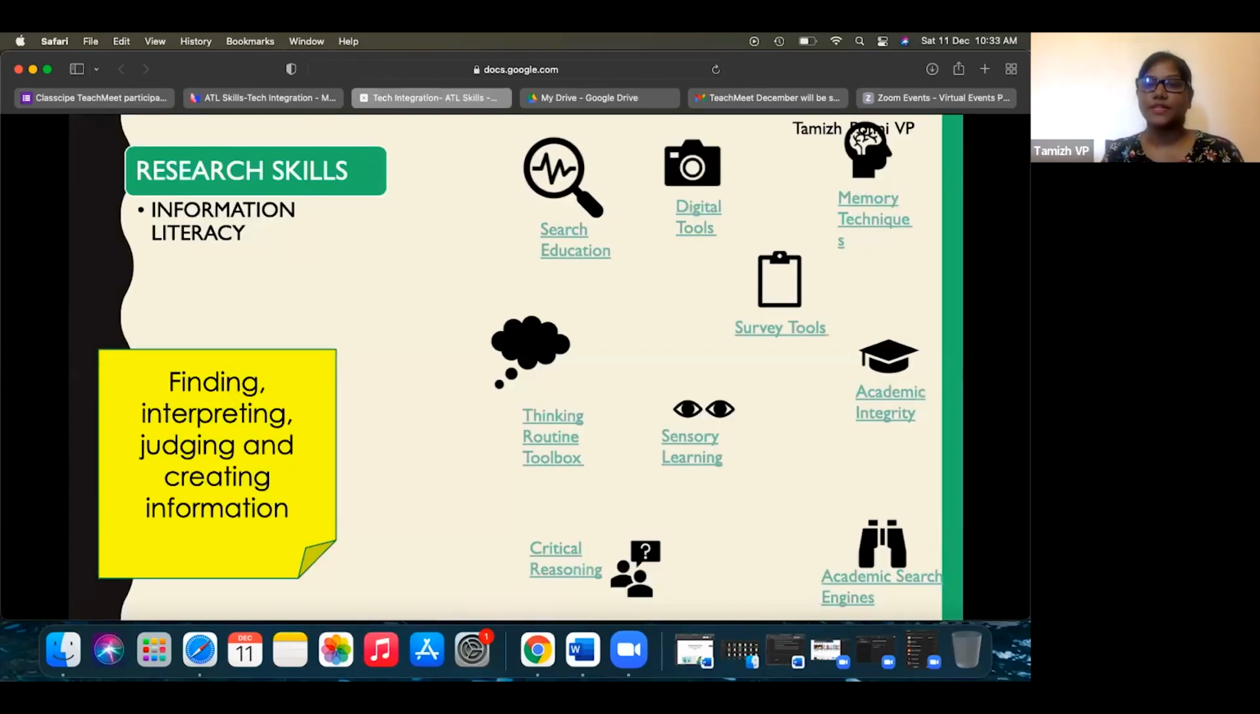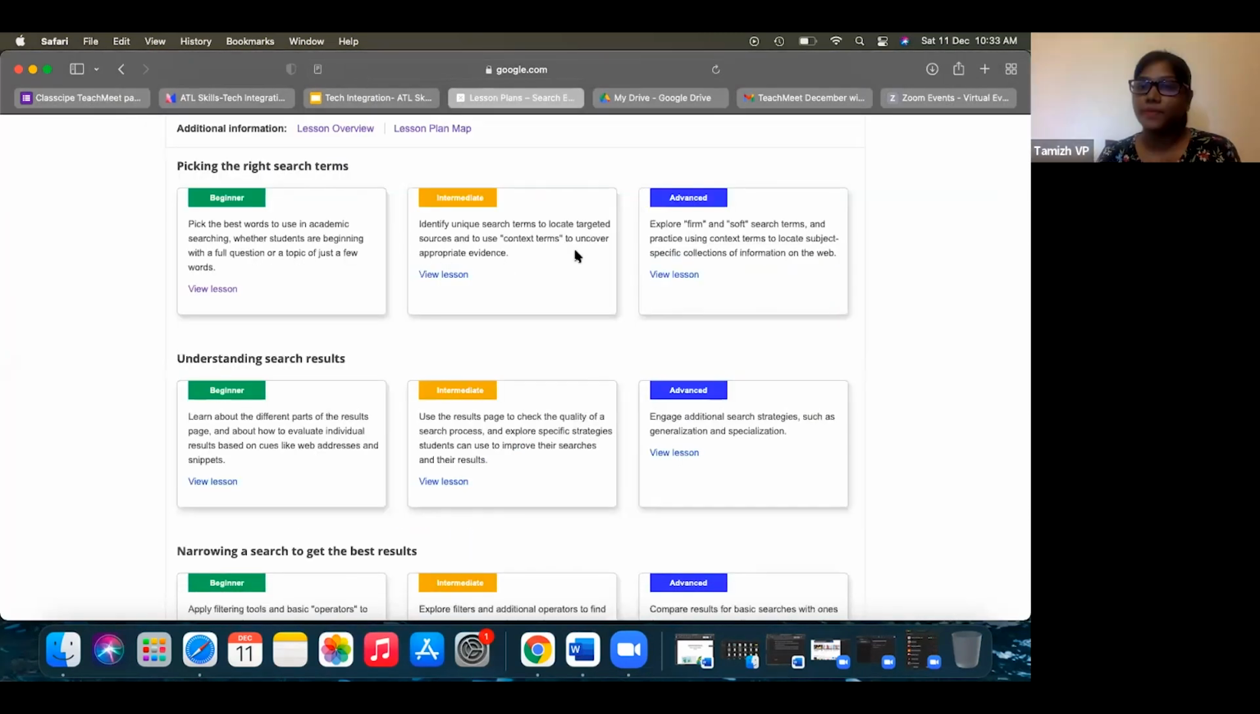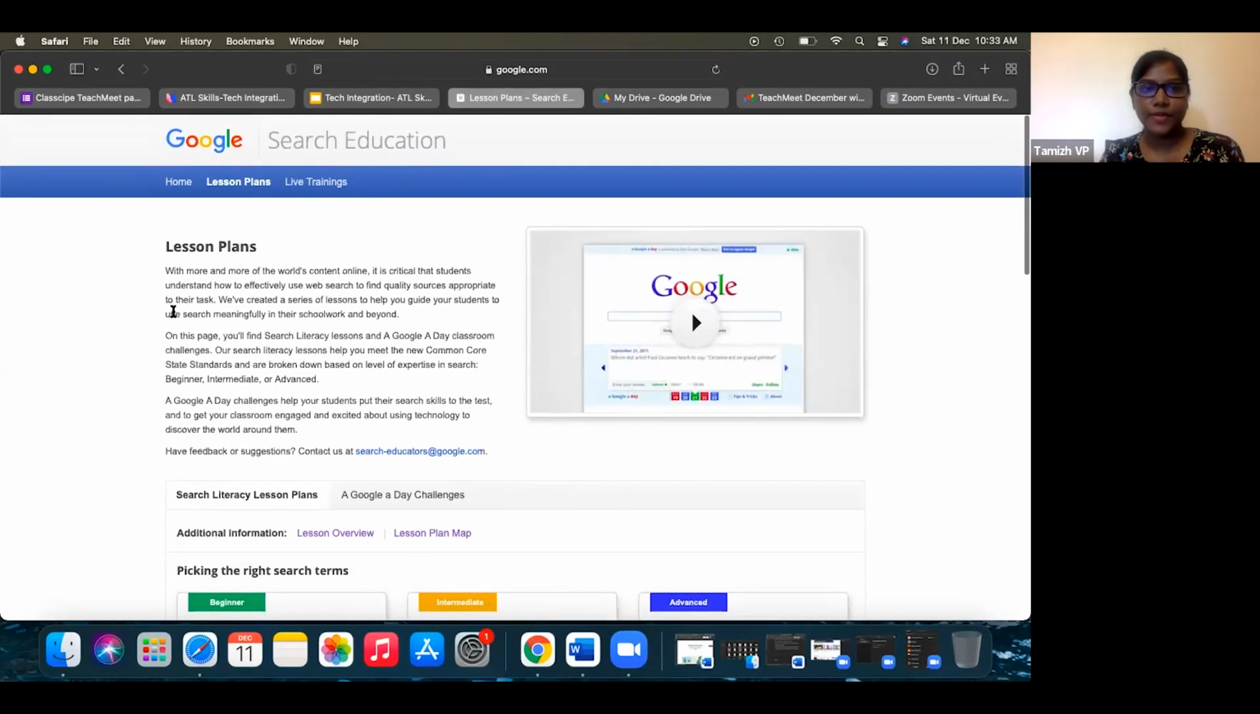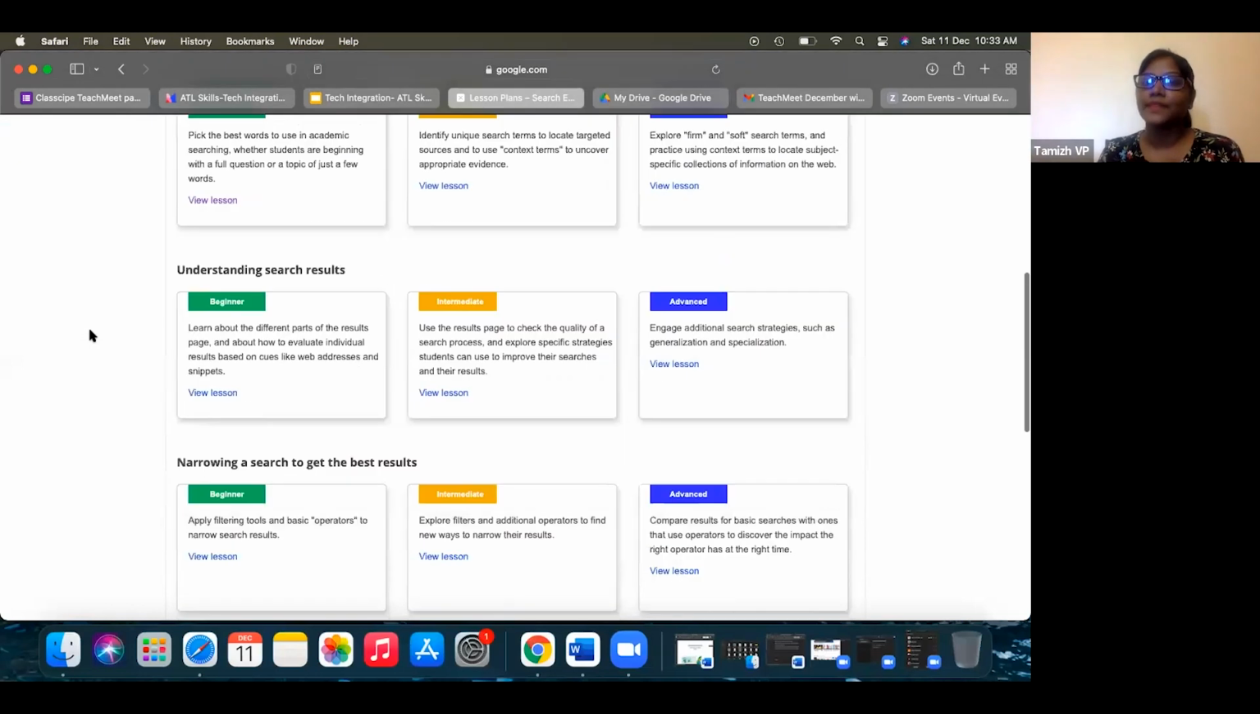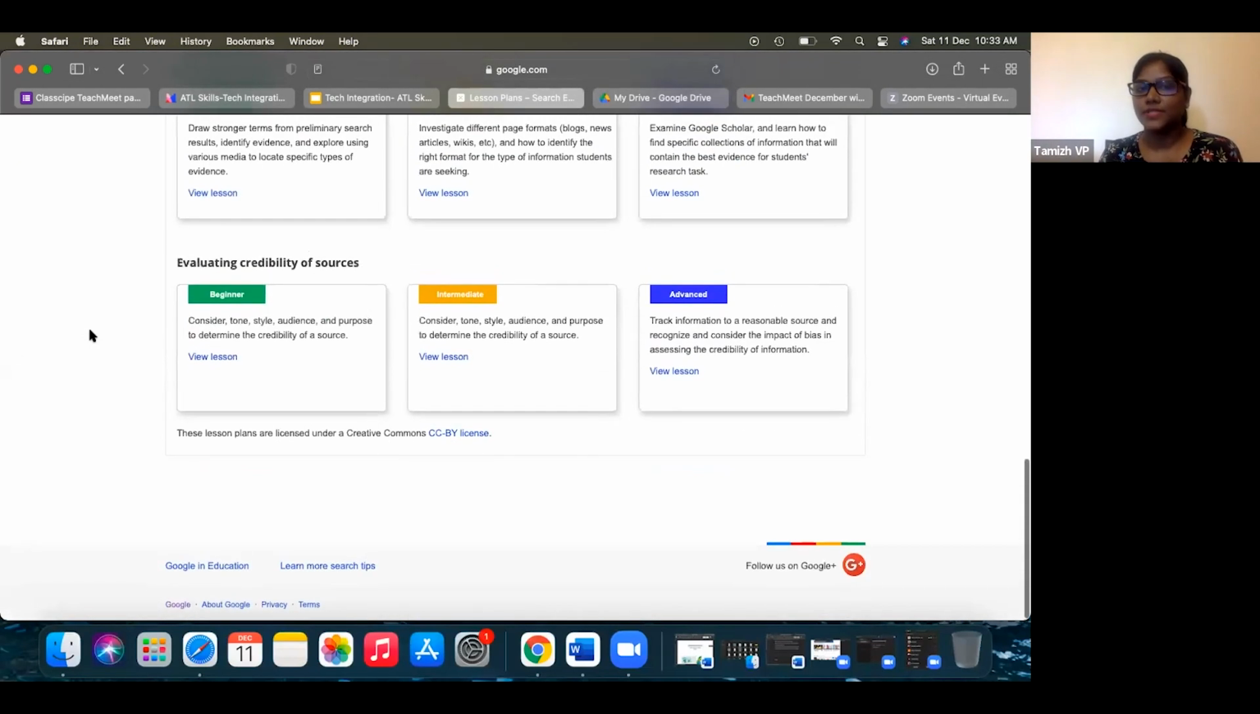Again, when it comes to research skills, I've given a lot of visual thinking routines and a lot of digital tools that can be used to foster information literacy. One thing is search. You need to really help them understand how to do proper search online, because I've many times seen students copying the entire question, putting it on the Google search engine and looking for a top answer, and they won't get it. So this is one portal where Google itself has given a lesson plan on how to do effective Google search.